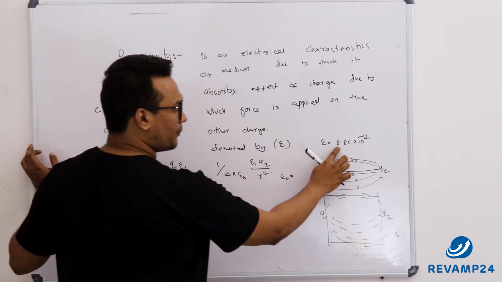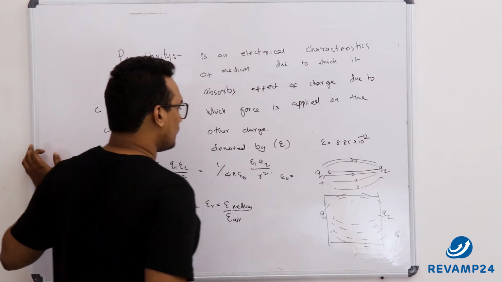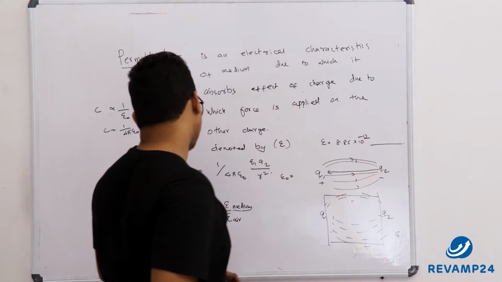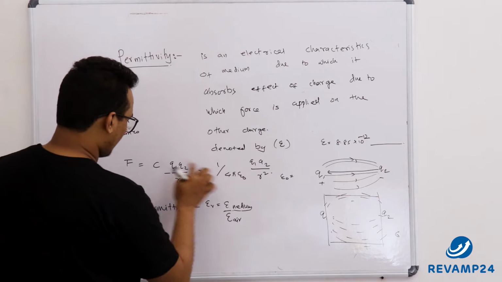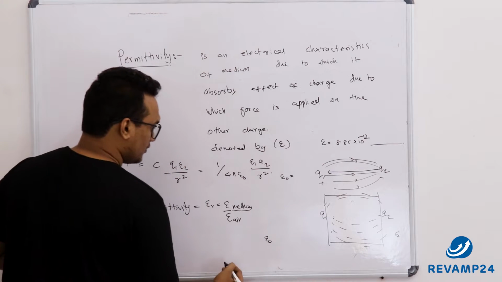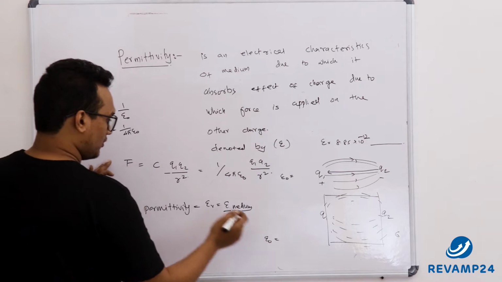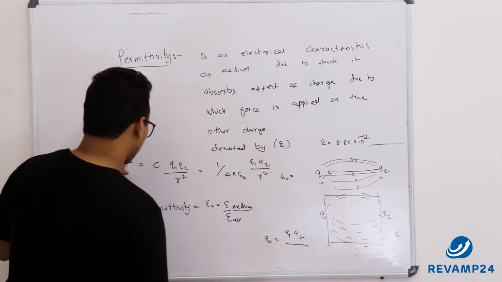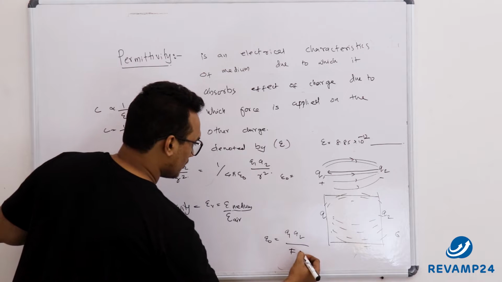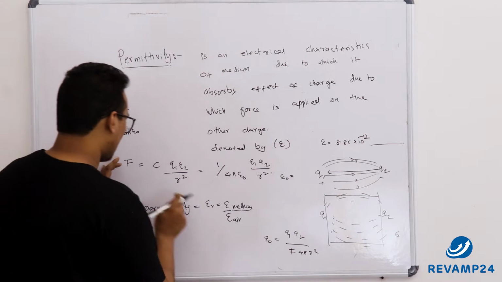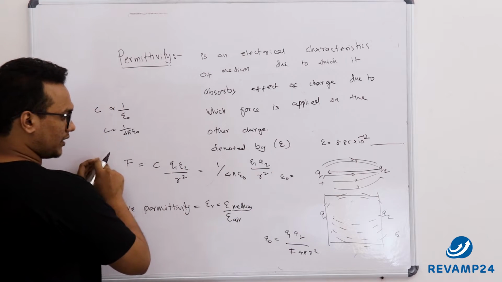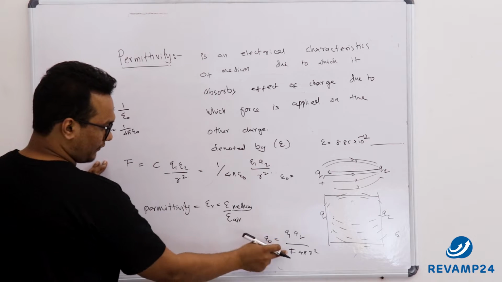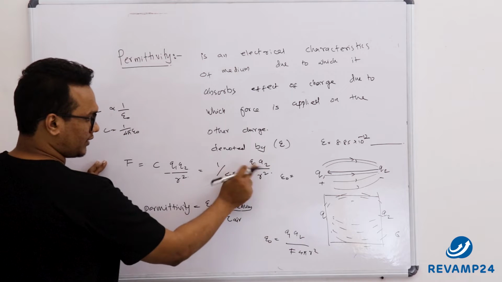And the value is 8.85 into 10 power minus 12. How to get the unit? I have not mentioned the unit here, we will get it together. So from here, epsilon is equal to Q1 Q2 divided by force into 4 pi into r square. So I will keep force here, epsilon I will bring here. So epsilon 0 is equal to Q1 Q2 divided by 4 pi r square in the denominator.